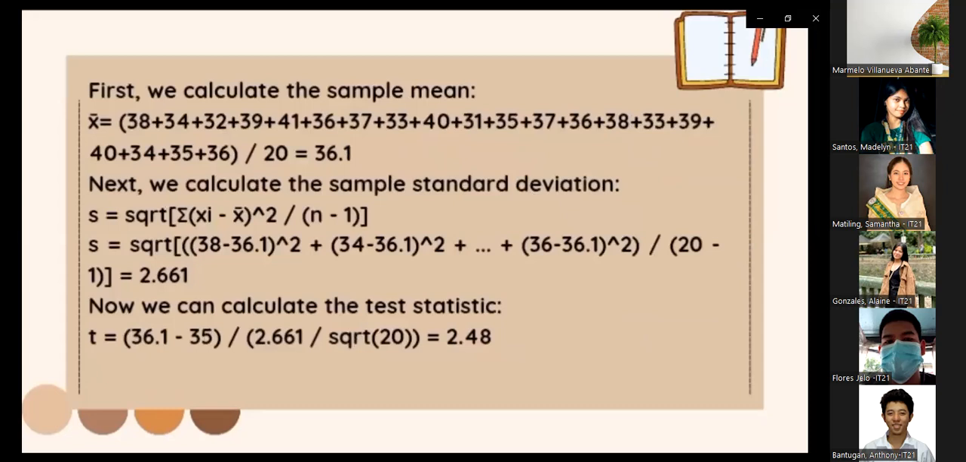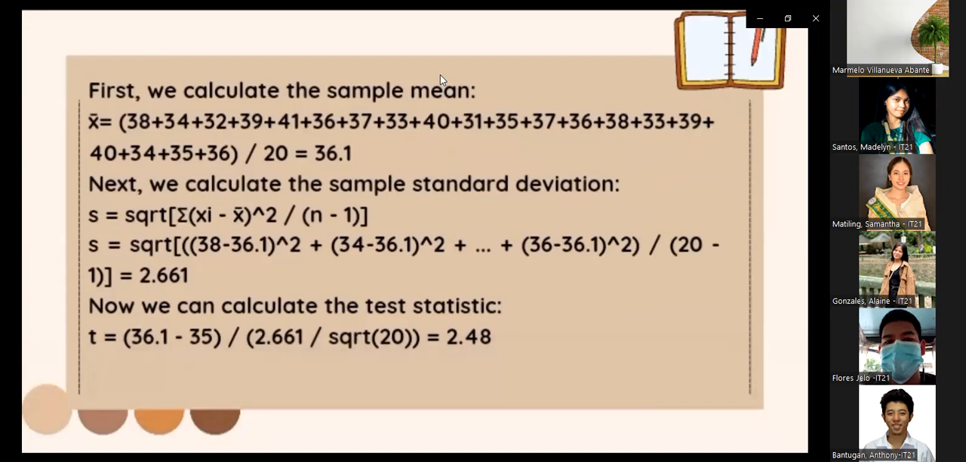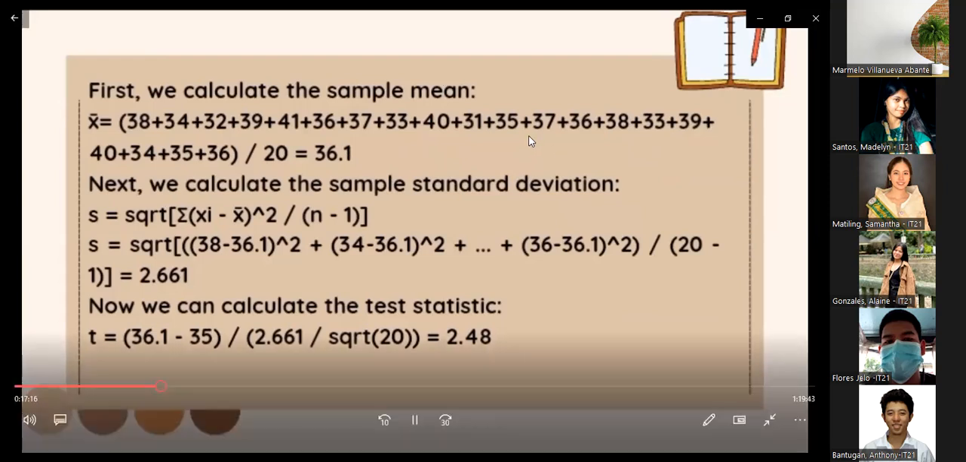x bar is equal to 38 plus 34 plus 32 plus 39 plus 41 plus 36 plus 37 plus 33 plus 40 plus 31 plus 35 plus 37 plus 36 plus 38 plus 33 plus 39 plus 40 plus 34 plus 35 plus 36, divided by 20, which is equal to 36.1.